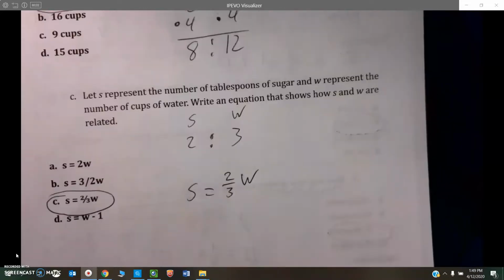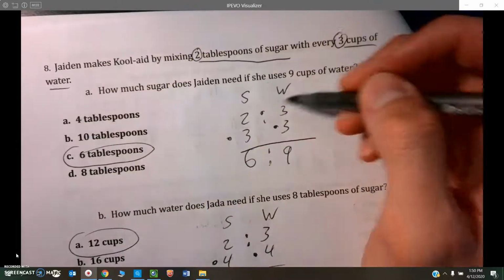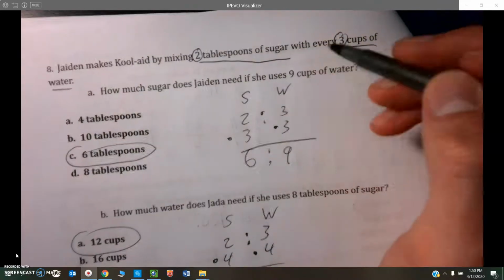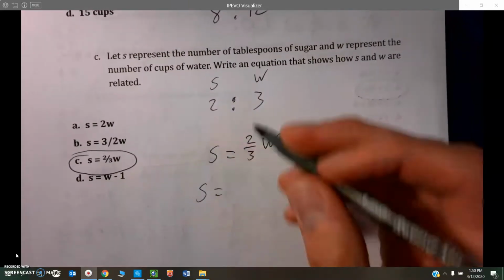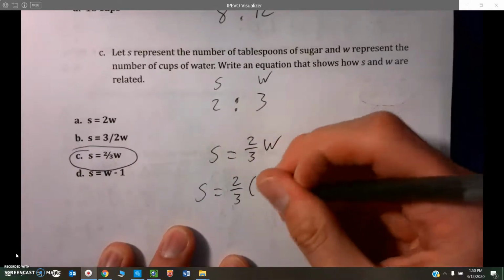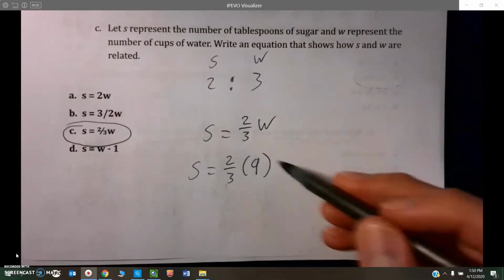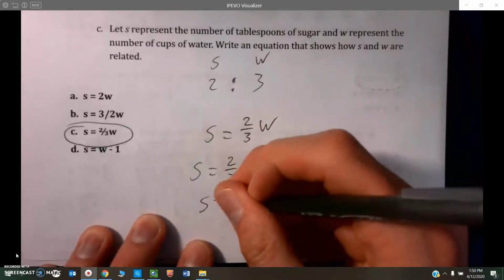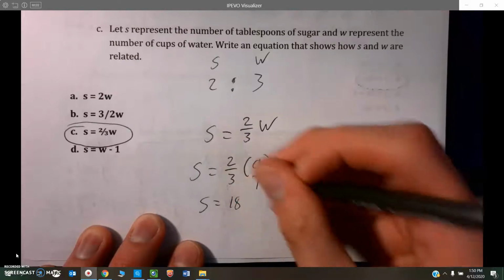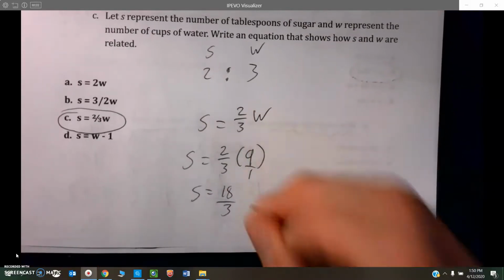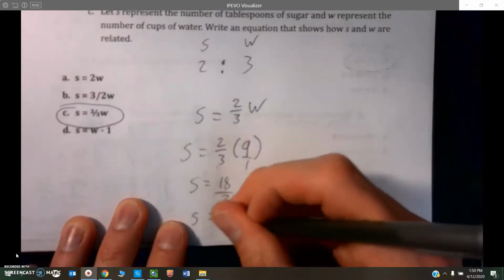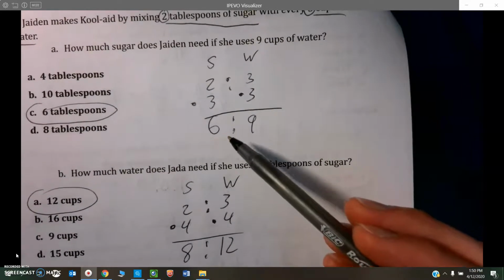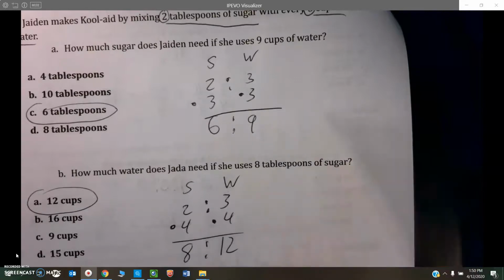So let's see if that's true. So let's say I wanted to go back to letter A. So how much sugar will Jaden need if they use 9 cups of water? Okay, so how much sugar? I don't know. I'm leaving it as a variable. If I use 9 cups of water, so to multiply a whole number times a fraction, 9 times 2 is 18. And then 3 times 1 is 3. And fractions are division. So this 18 over 3 is 6. And back up here, using my ratio, that's exactly what we got. 9 cups of water, 6 cups of sugar.